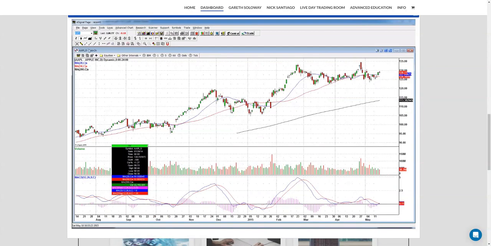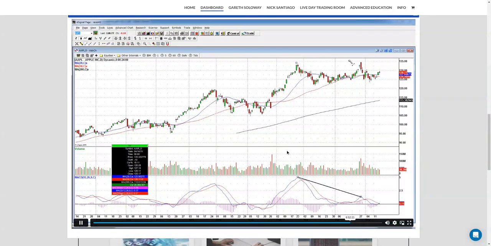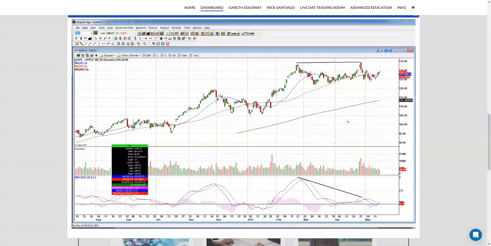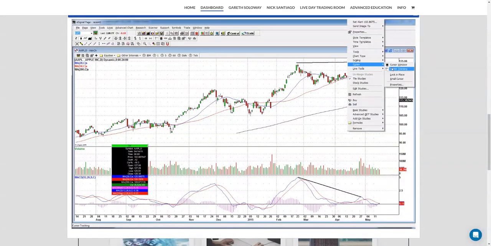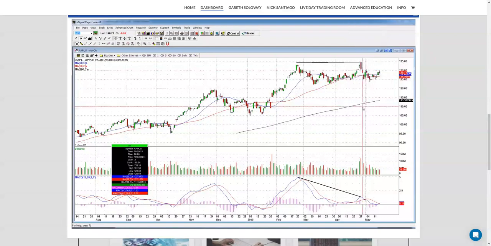Here's a good one on Apple on the daily. Look at this. Look at that. Pretty much nailed it, so that's pretty close. That was a good one.